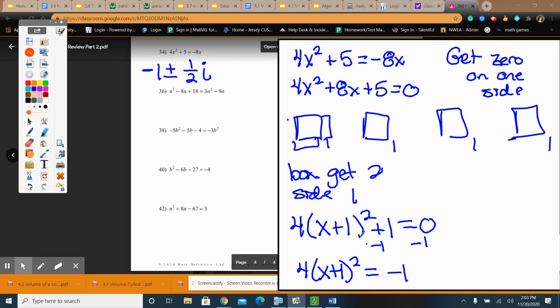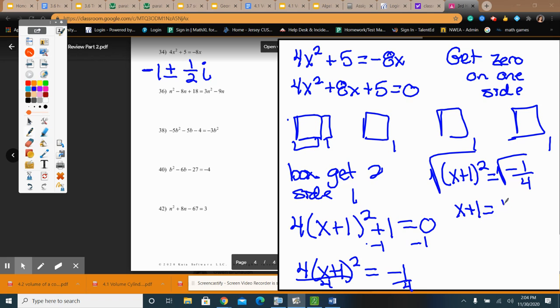I can't square root both sides yet. I mean, you could, but you don't. Usually isolate the square first. So divide both sides by 4. And I get x plus 1 squared is negative 1/4. Now square root both sides. x plus 1 is plus or minus. You square root the top, you square root the bottom. Square root the top and you just get i. Square root the bottom and you get 2. And then subtract 1. So x equals negative 1 plus or minus i over 2, which is the exact same thing as 1/2 i. It's the exact same thing.